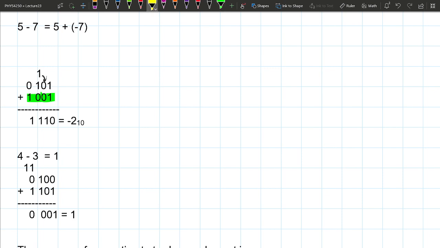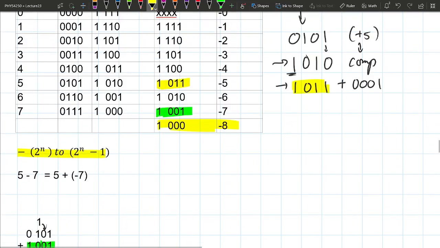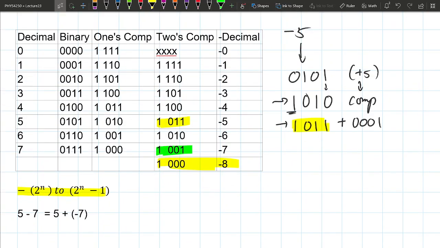We go back up here. Look at 1, 1, 1, 0. What does that number represent? Sorry, what does that numeration represent? I always mix these two up. It does represent negative 2. You see how that works?